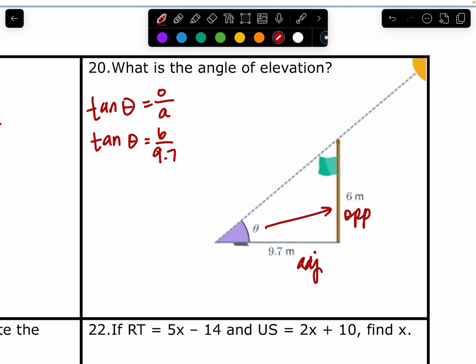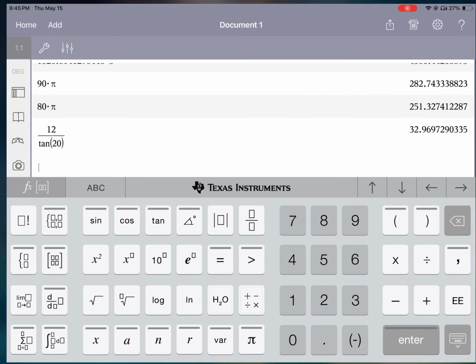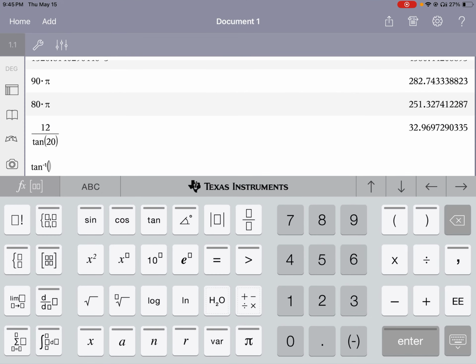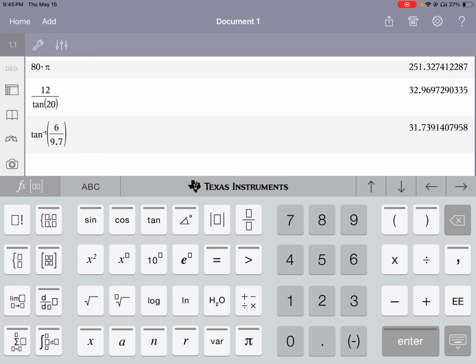So what do we do when the missing value is not in the fraction? We're going to have to use the inverse of tangent. So that's going to be tangent inverse, and that will swap those. I told you before you cannot separate theta from the trig ratio unless they get a proper divorce. That would be the inverse. So inverse is the only way you can separate them. Put that in your calculator. So we get 31.74.